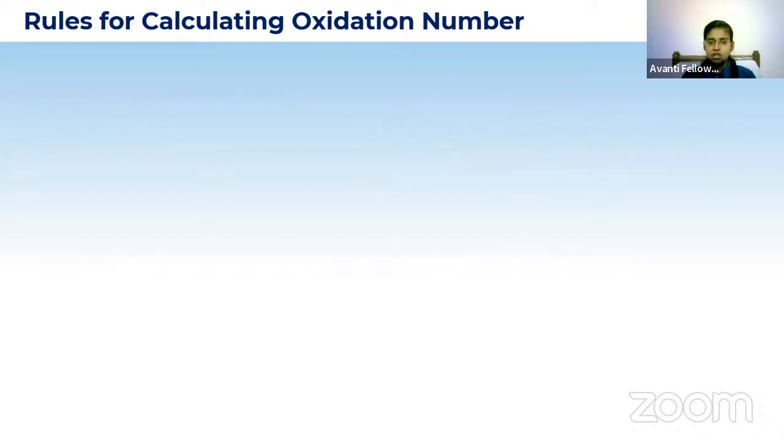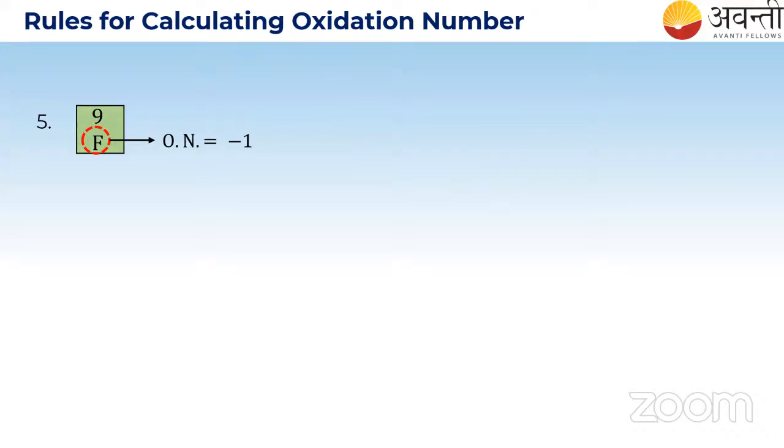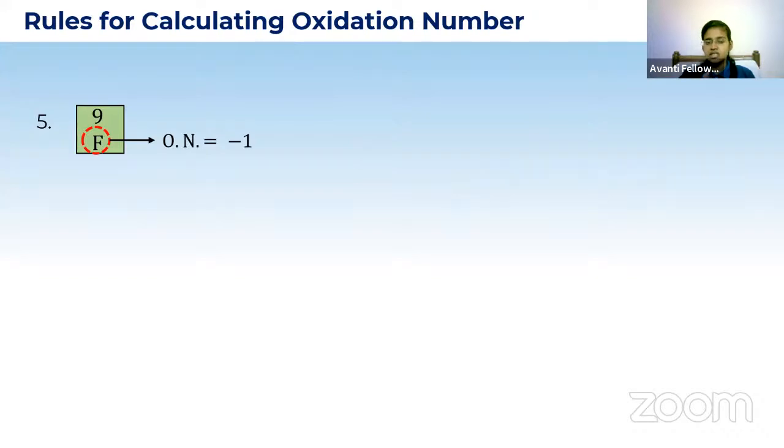Coming to the fifth rule, it is about the halogens. Who are the halogens in the periodic table? Can anyone list the halogens with the symbols? Here I have one halogen on the screen, and the name of this halogen is fluorine. Its atomic number is 9. And the oxidation number for fluorine is always -1 because it is the most electronegative element, the element with the highest electronegative value.